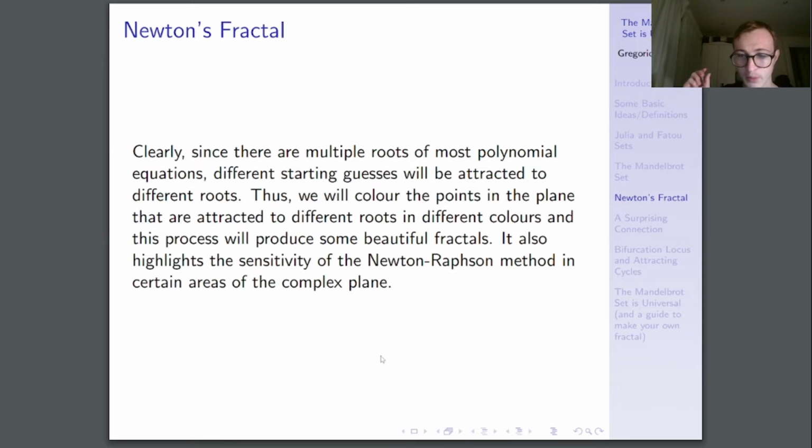Then we color points that are attracted to the second root in red. We color points that are attracted to the third root in blue. And so on and so forth for all the roots. And we call the resulting fractal the Newton's fractal associated to the function. So let's look at an example.